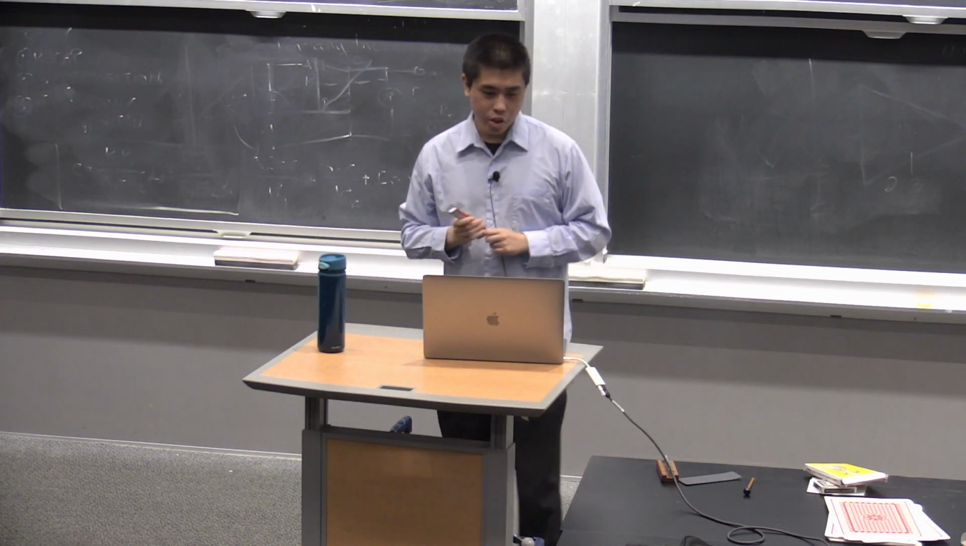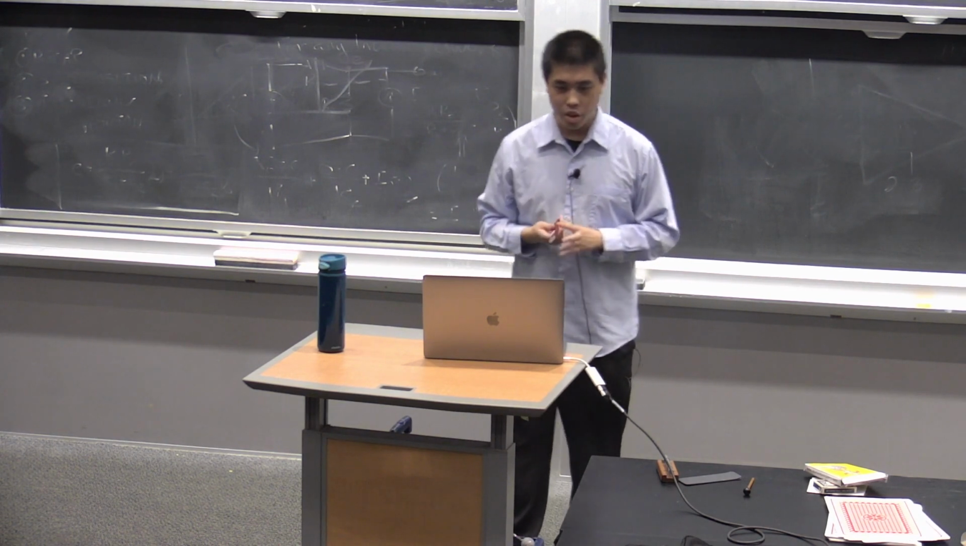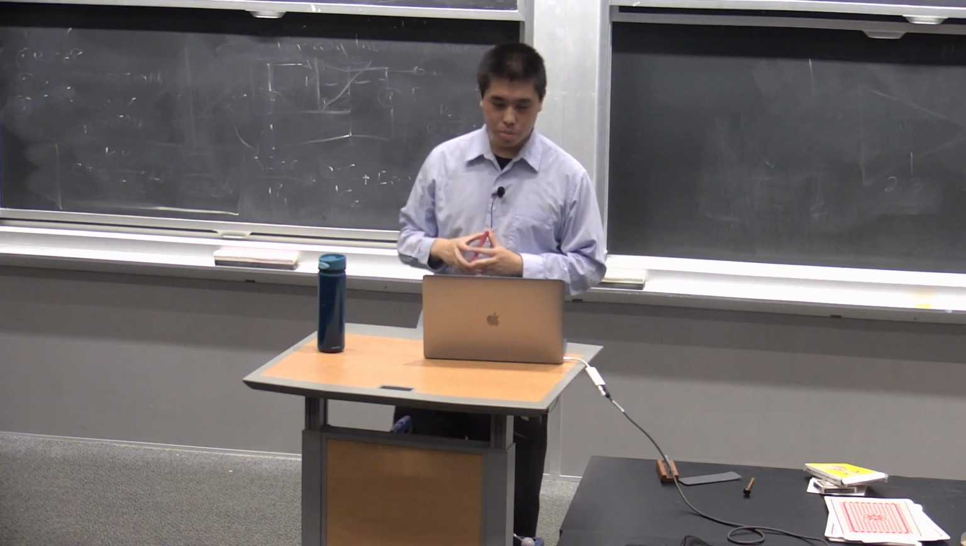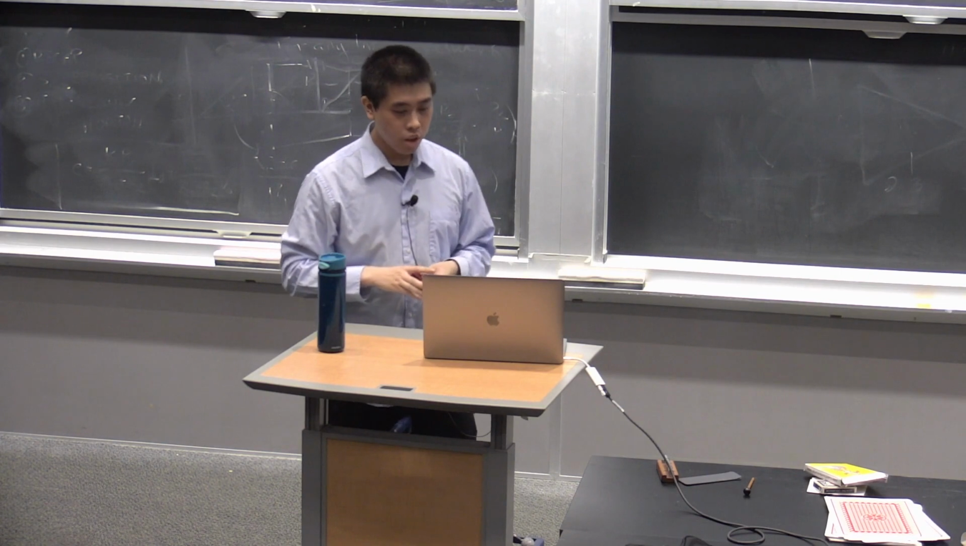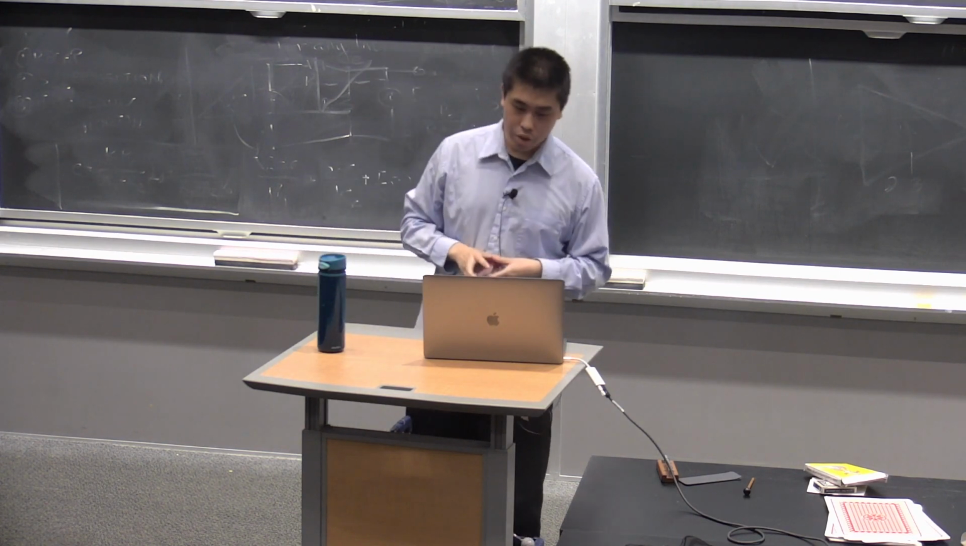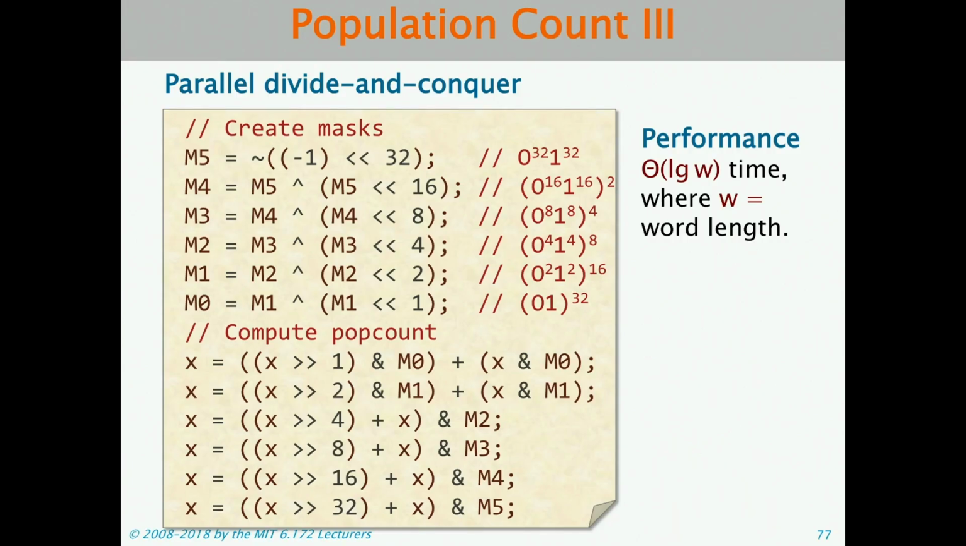So the performance of this code, which is based on parallel divide and conquer, is going to be proportional to log base 2 of W, where W is the word length, because on every step, I'm doubling the size of my groups. And after I do this log base 2 of W times, I have the whole group.